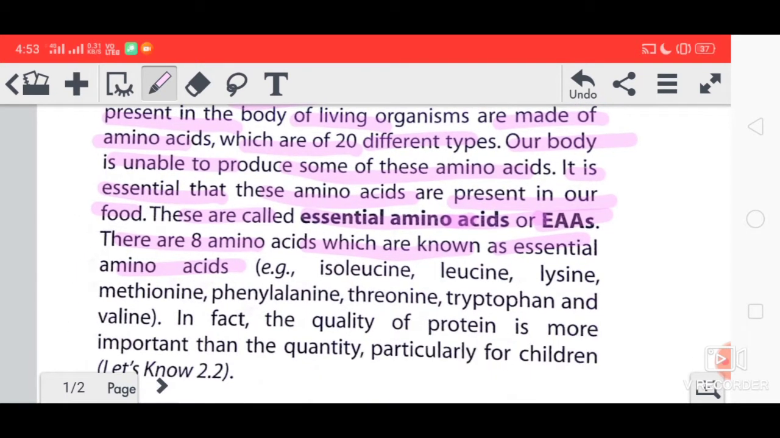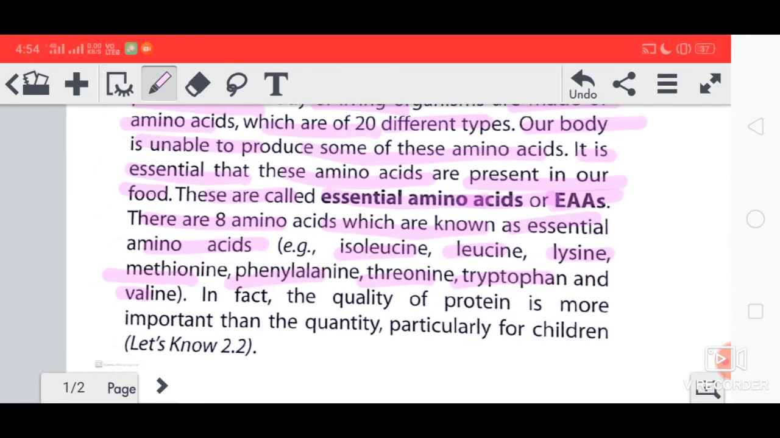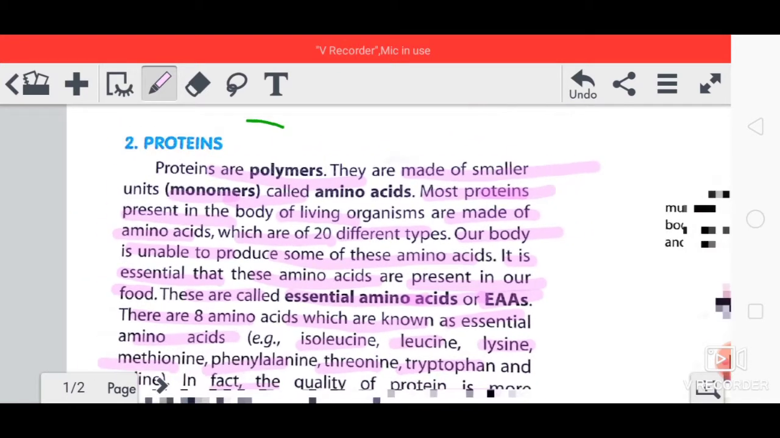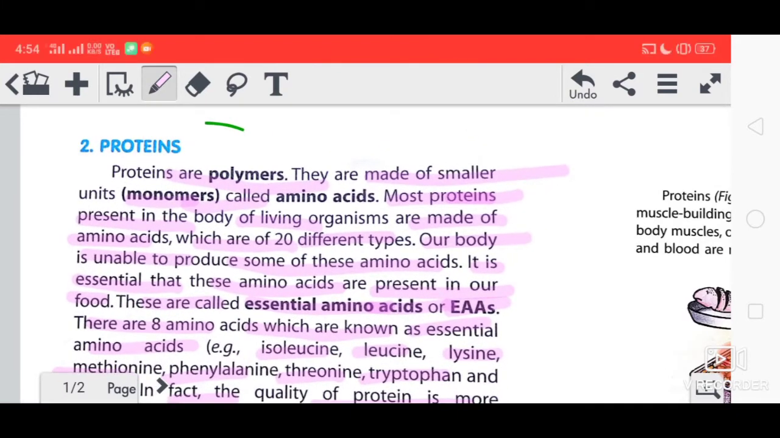And what are those essential amino acids? Isoleucine, leucine, lysine, methionine, then phenylalanine, then threonine, then tryptophan and valine. In fact, the quality of protein is more important than the quantity, particularly for children. So just now we have done the reading part, but we have to understand it.